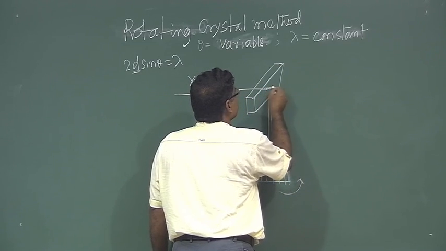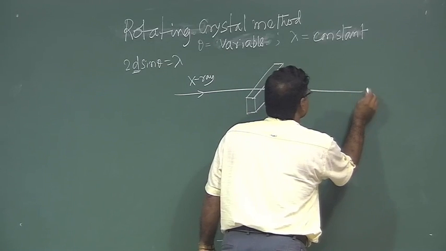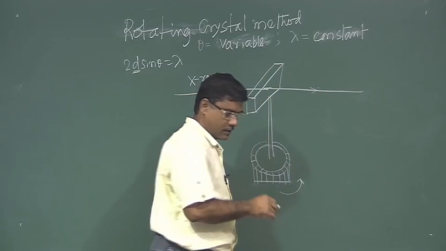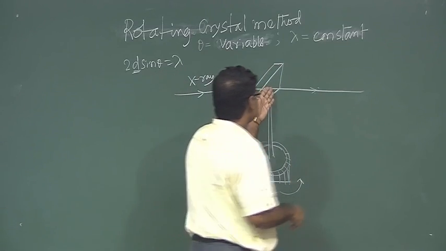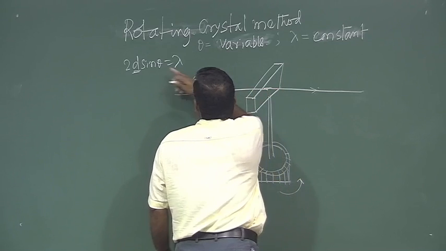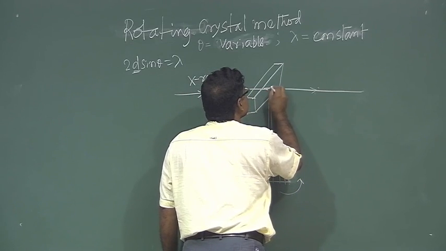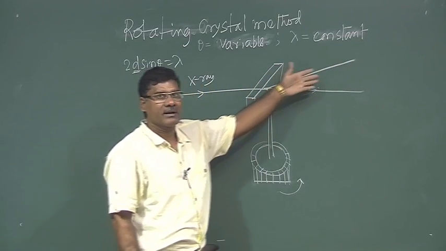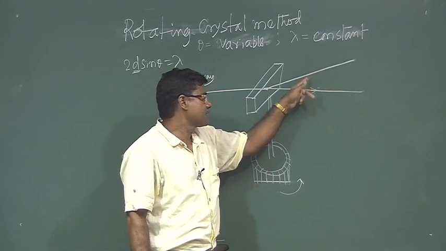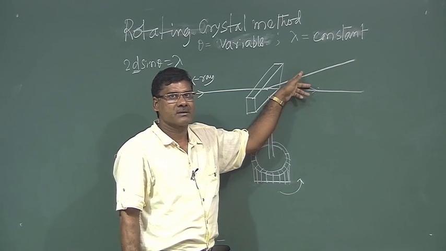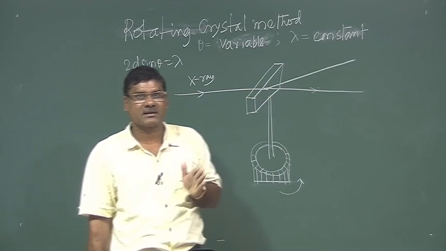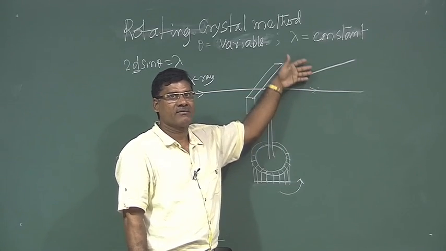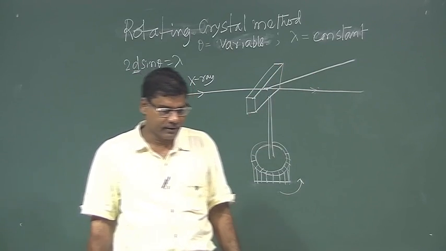So one is the direct beam, and if the angle is theta, it will be reflected, and the angle between the incident and reflected beam will be 2 theta, because from the crystal surface the angle is theta.